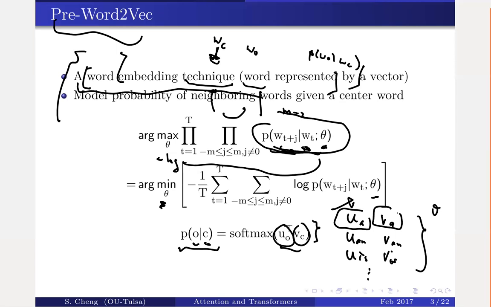Typically, what we can do also is we will just simply use one representation. So instead of taking U and V as two separate representations, for example, the representation vector for A will be just U_A plus V_A and take that.